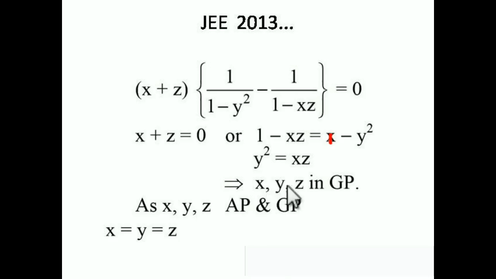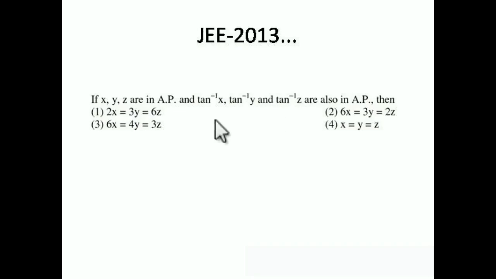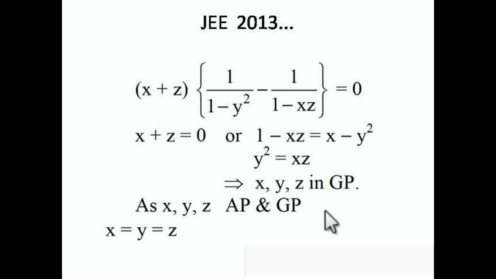That means x, y, z are in GP. In the question they said that x, y, z are in AP. Also we found that x, y, z are in GP. That means x, y, z are in AP and GP both. This is possible only if x, y and z are equal. This is only possible in one case, when x, y, z are equal.